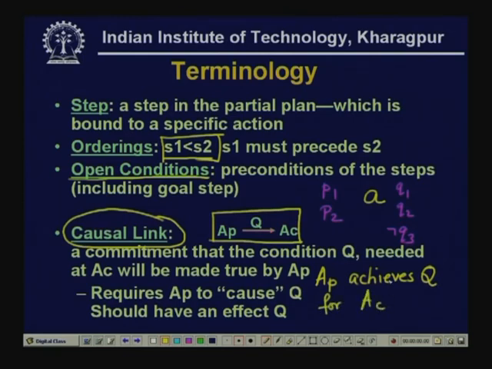Now, if in our partial plan AP achieves Q for AC, what it means is that no action can come between AP and AC which deletes Q. So, while developing the partial plan, if we want AP to achieve Q for AC, we must make sure that no action would come between AP and AC which deletes Q.